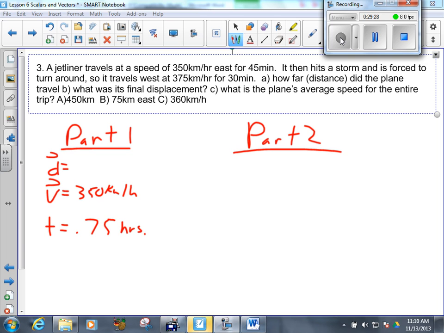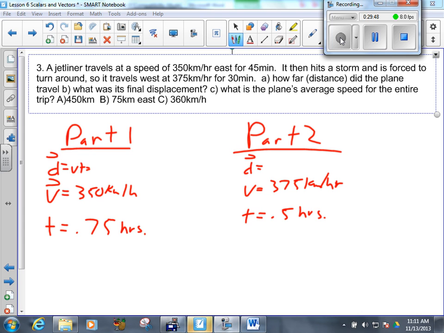Okay. And for part 2, same idea here. Don't know how far it goes, but do know that it was traveling at 375 kilometers per hour for 1/2 of an hour. So time equals 0.5 hours. All right, so now I can calculate D. D is V times T.